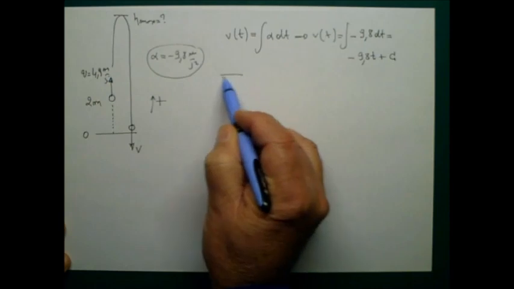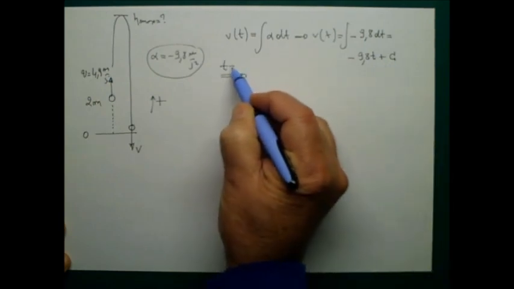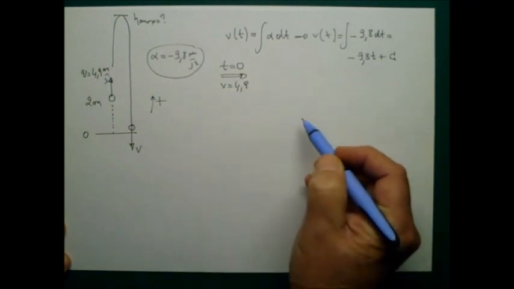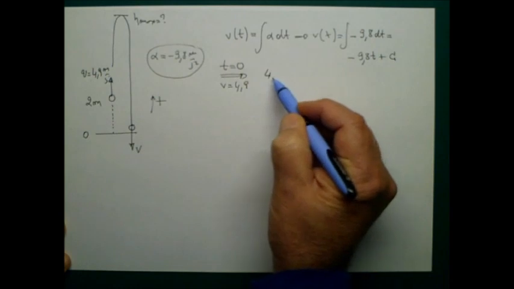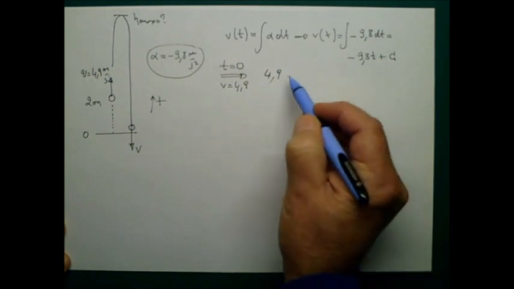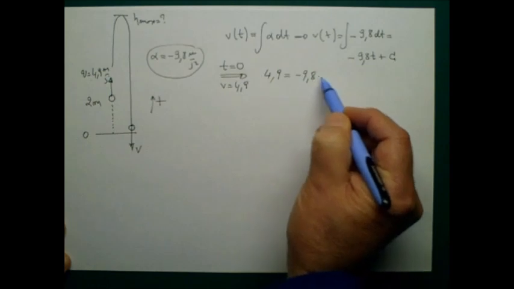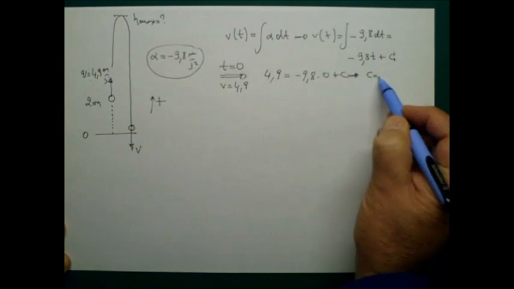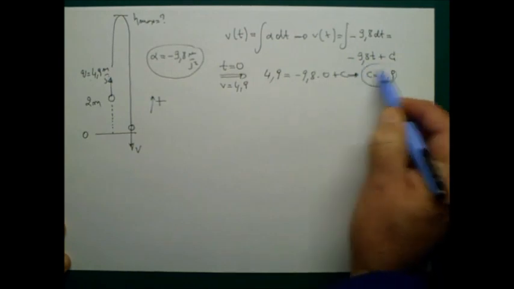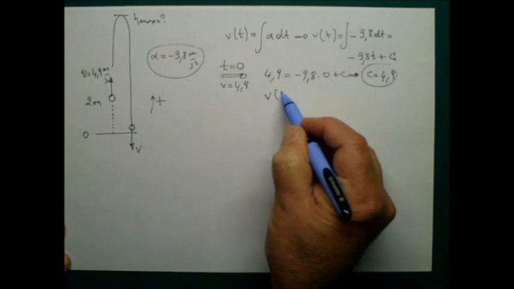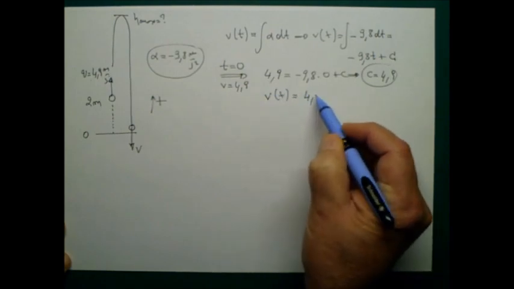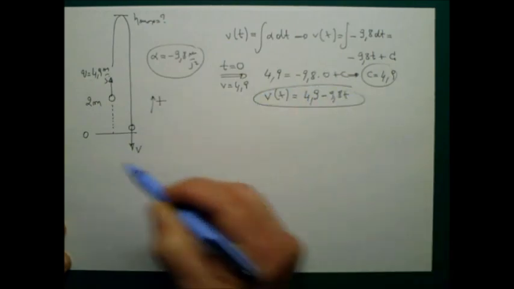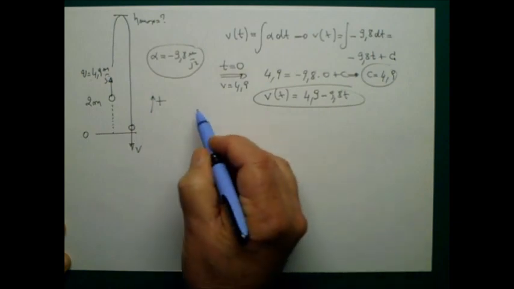To find the constant c, we substitute t equals 0 and v equals 4.9, which are our initial conditions. So 4.9 equals minus 9.8 times 0 plus c, and this gives c equals 4.9. Now our equation for velocity is v of t equals 4.9 minus 9.8 t.